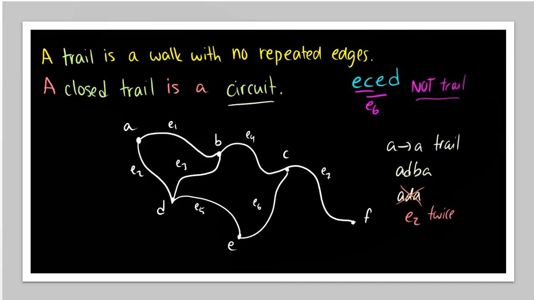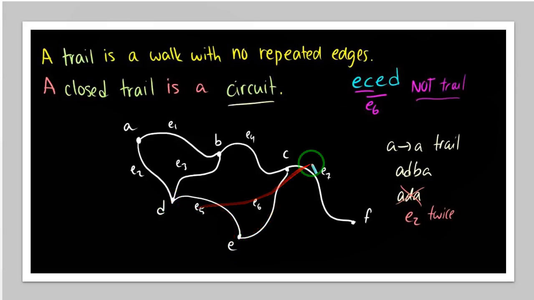So now coming to another example, let's see, we use ECED. If you look at ECED, which is this one, EC, then back CE, so EC and CE, you just use the same edge twice, so EC and then CE, then D.